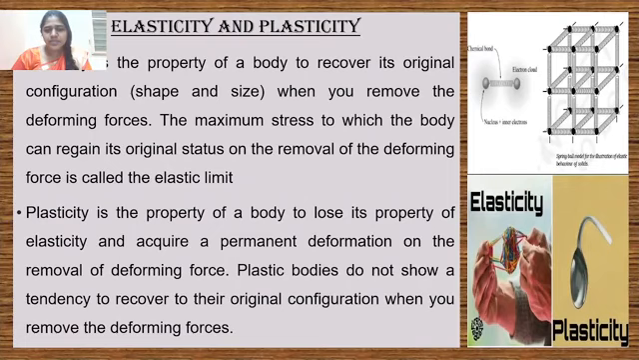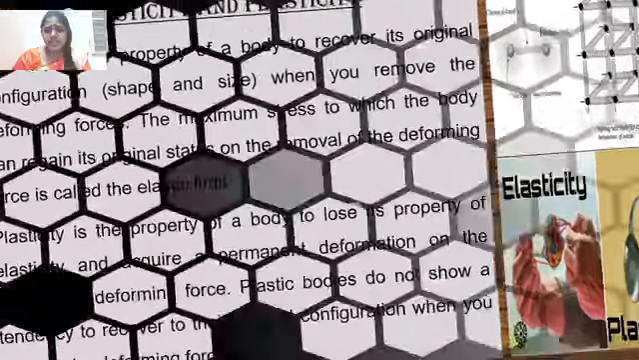Elasticity. Elasticity is known as the property of a body to regain its original shape and size when the external force is removed. The maximum stress the body can withstand to regain its original form on removal of deforming force is known as elastic limit. Whereas in plasticity, the body acquires the deformed shape and does not regain its original form even after the removal of external force. Thus, they lose the property of elasticity, and this property of solids is known as plasticity.